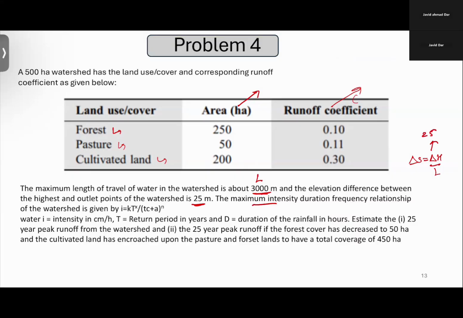The maximum intensity duration relationship in the catchment is what we learned earlier. This is I equals K T whole raised power X divided by TC plus A whole raised power N. Here I is intensity, T is the return period, D is the duration, and we need to estimate the 25-year peak runoff for the watershed. In the second part, we have to estimate the 25-year peak runoff if the forest cover has decreased by 250 hectare and the cultivated land has encroached upon the pasture and forest land to have a total coverage of 450 hectare.